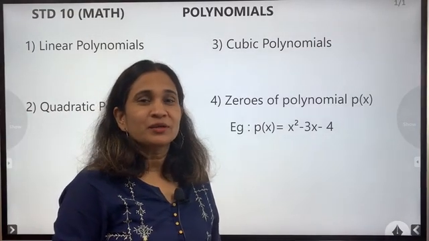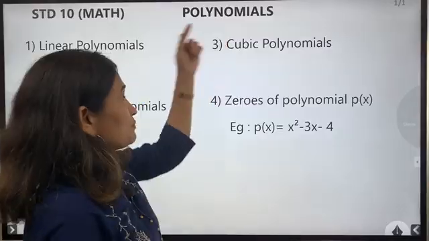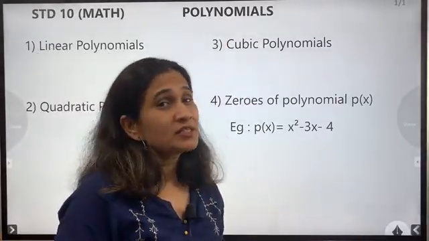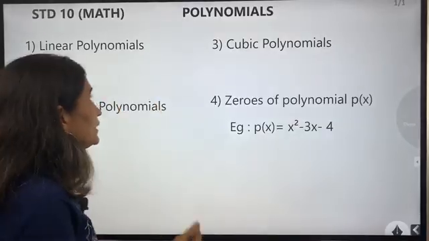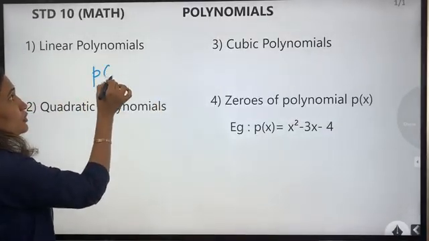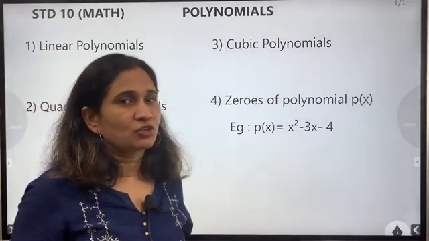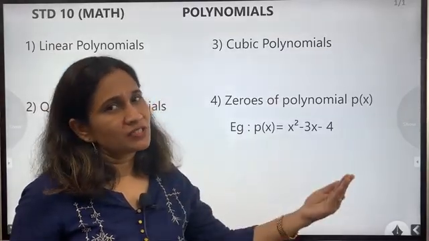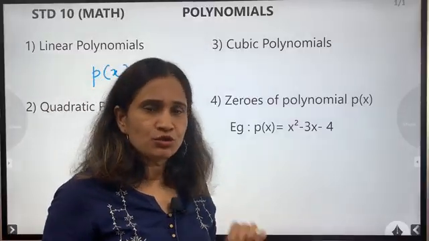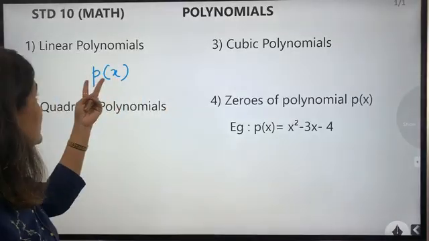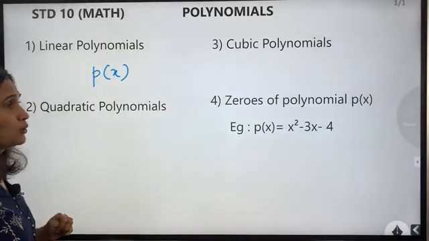Hello children, today I am introducing a new topic called polynomials. In your lower classes, especially in the 9th standard, you must have learned that a polynomial is mostly represented as p of x, wherein x is the variable. The variable can keep on changing. It could be x, y or z, but in most of the sums we take the variable as x. So p of x is nothing but a way of writing a polynomial.